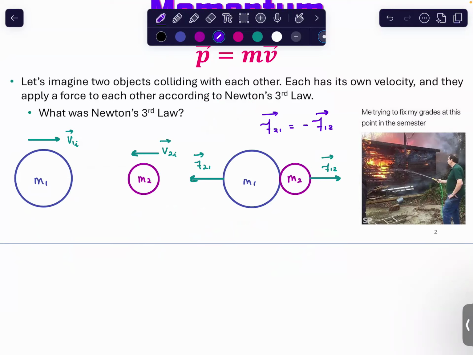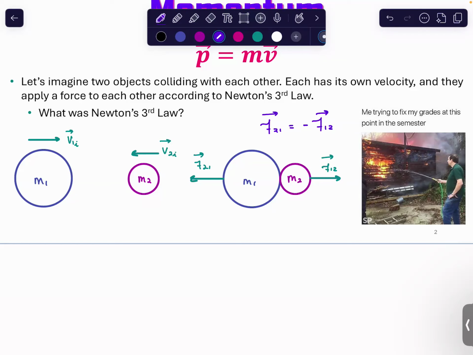Now, they are going to experience changes in momentum. Usually when two things collide, what's going to happen? They're going to bounce off each other. So of course, their momentums are going to have to change because their velocities are going to change direction. Eventually we can end up solving for those velocities.